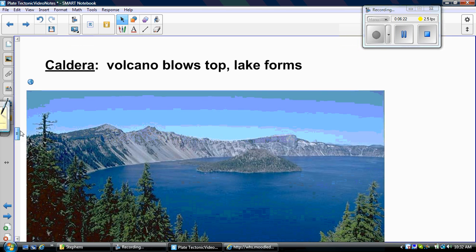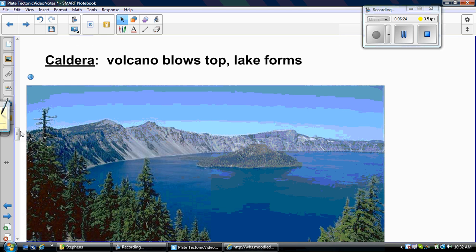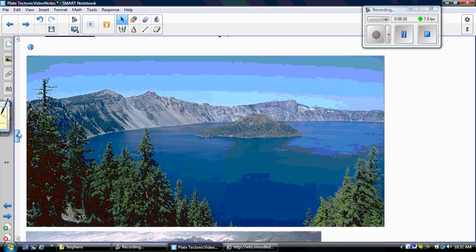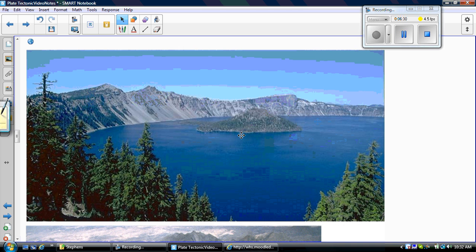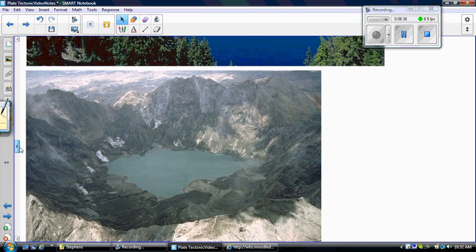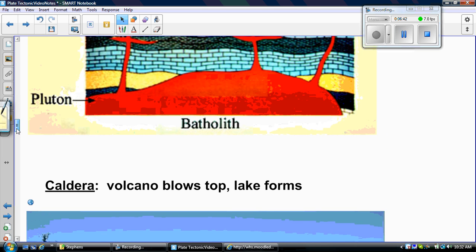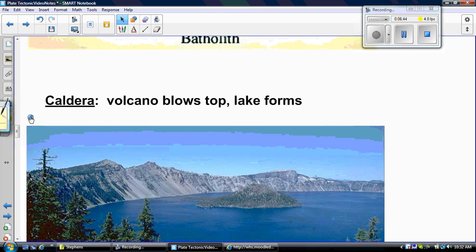Okay, a caldera is when a volcano blows its top off and a lake forms. So this is actually Crater Lake in Oregon, and that's called Wizard Island because part of the volcano was still erupting right there and it cooled and hardened. Another example to show you is when the top blows off of a volcano and water fills up into a lake due to precipitation. And I will show you how this forms.